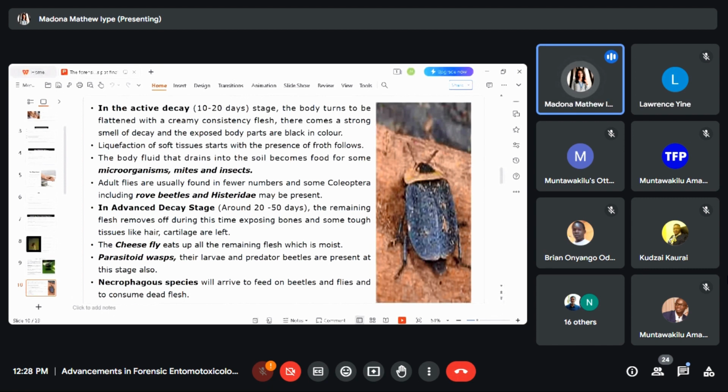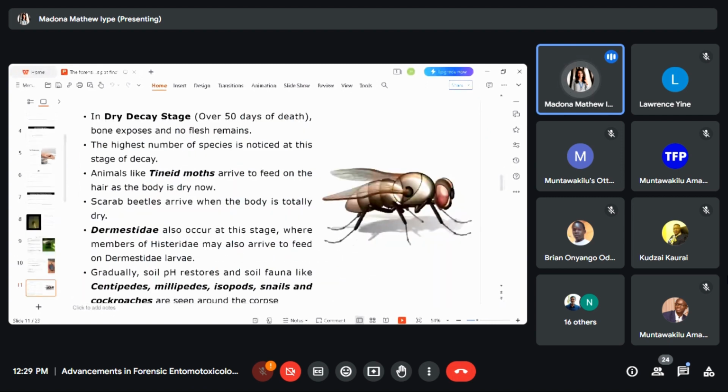The last stage of decomposition is the dry stage, which we call the skeleton stage or the mummified stage, which is over 50 days and plus. This stage will last because, as we all know, skeletons, bones, and teeth are not going to decompose as such. They will stay under the soil for years and years. In this stage the bones are exposed and there's no flesh remaining. The highest number of species is noticed in this stage.